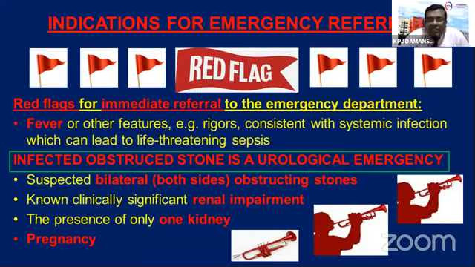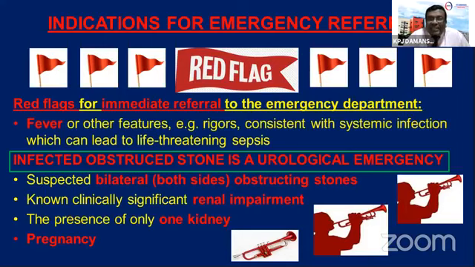Sometimes we have to put in a stent. Sometimes we have to put in what is known as a nephrostomy tube. Put a tube into the kidney, drain out any infection or any pus, and then only deal with the stone. Another emergency situation is when both kidneys are blocked with stones. That's an emergency because you can get kidney failure also.